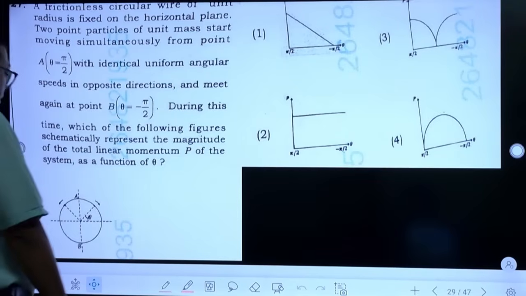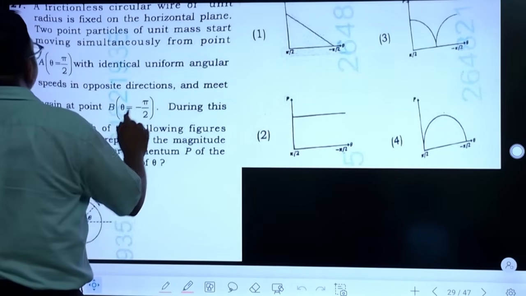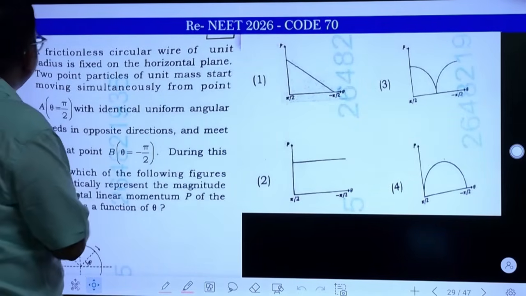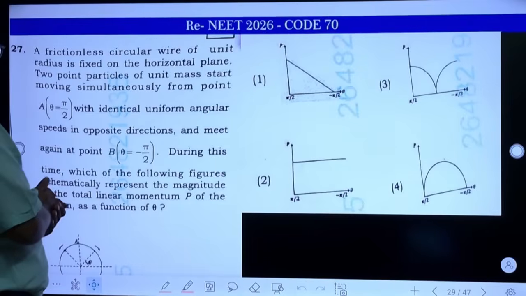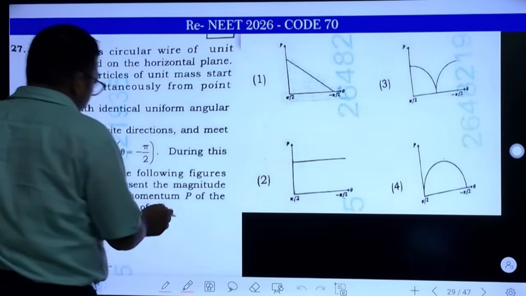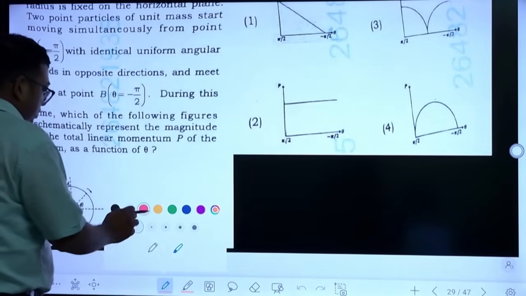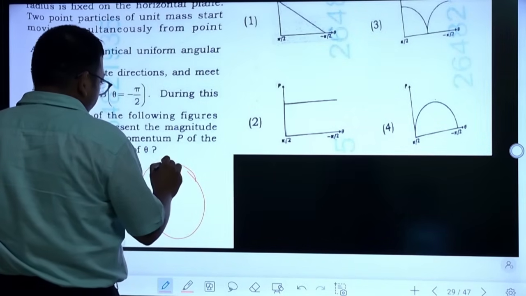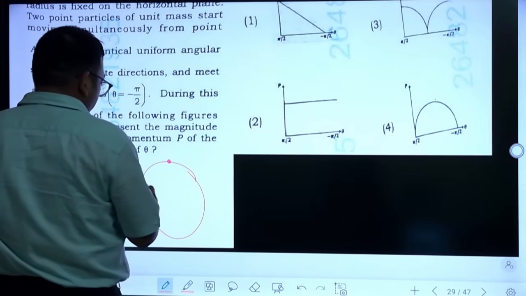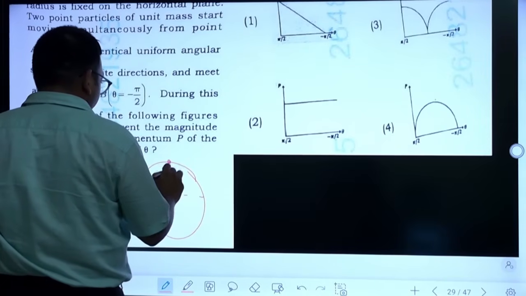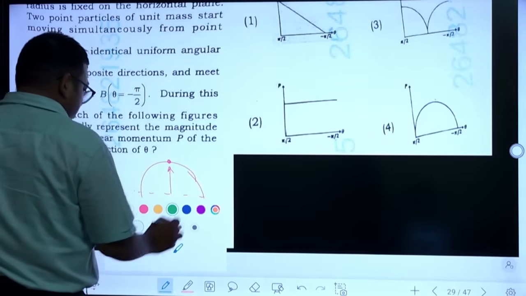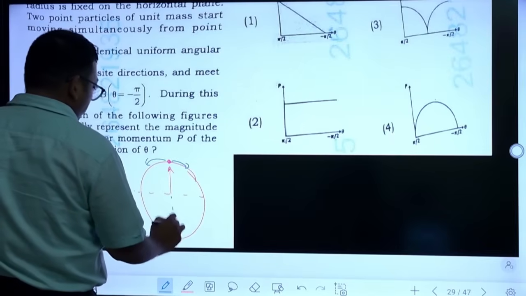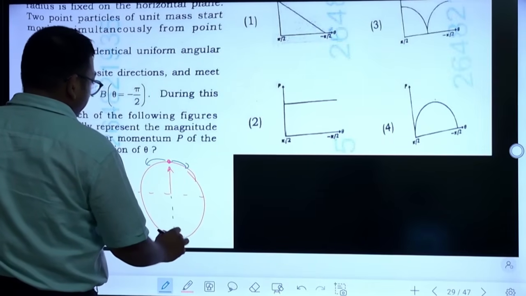Total linear momentum. Are they going with the same speed, moving simultaneously with identical uniform angular speed? Okay, that means they are going the same. So this is the circle, right? And they have started exactly at this point A, and they have started moving in this way, one like this, with equal speed. So they are meeting exactly at point B.